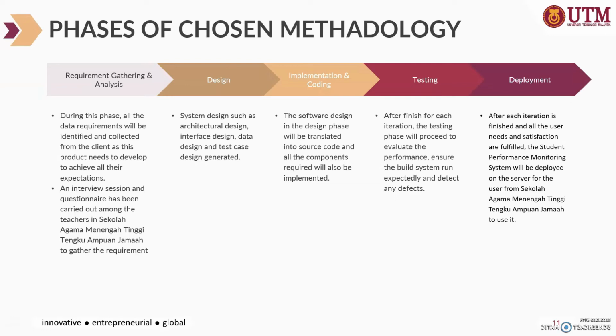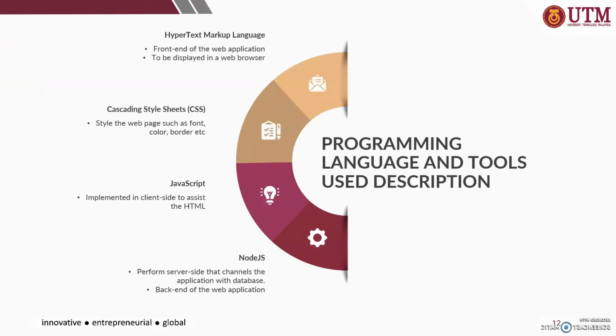The next one is implementation and coding, in which the software design from the design phase will be translated into source code. The next phase is testing, which is carried out to evaluate the performance and ensure that the system runs as expected. And the last phase is deployment, where after each iteration is finished, the student performance monitoring system will be deployed into the server.